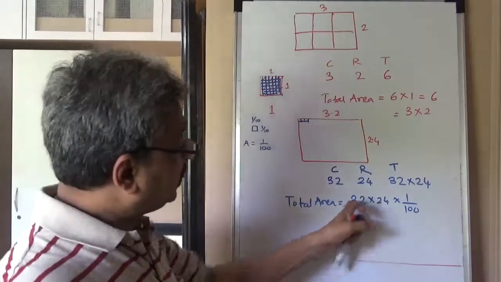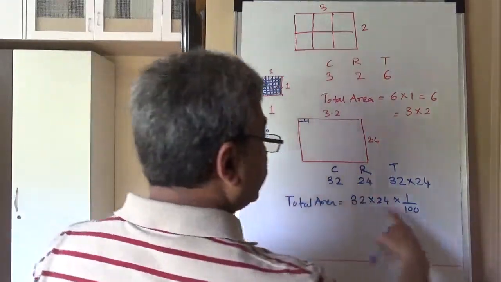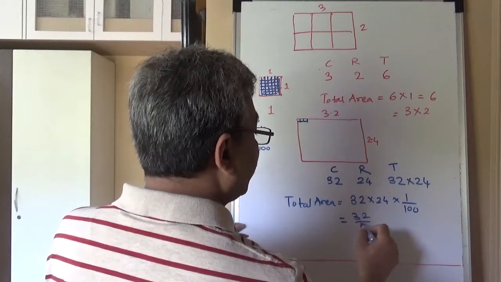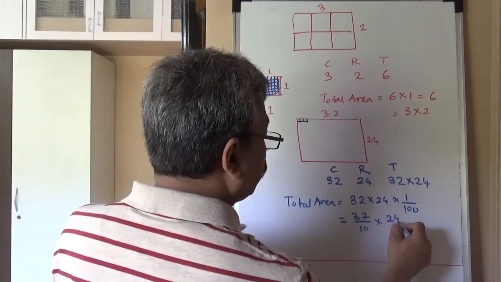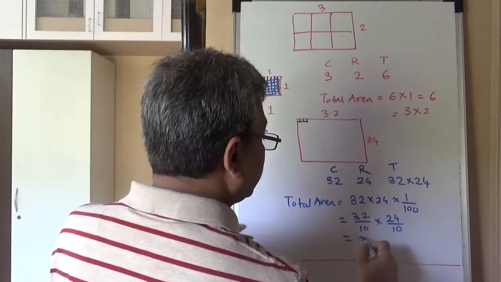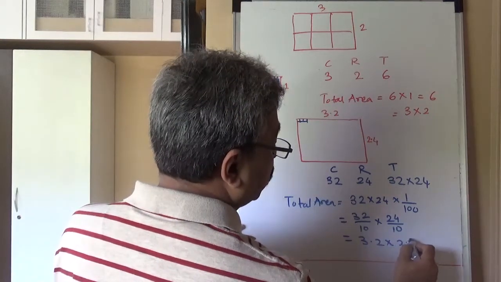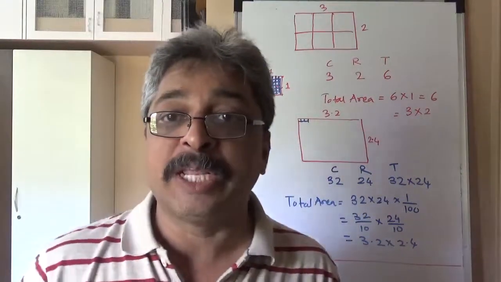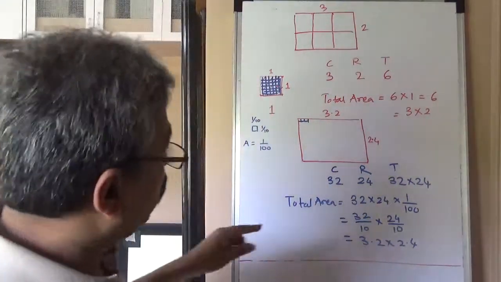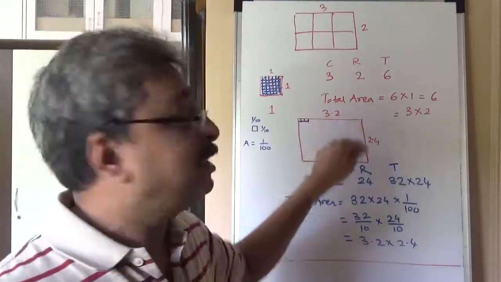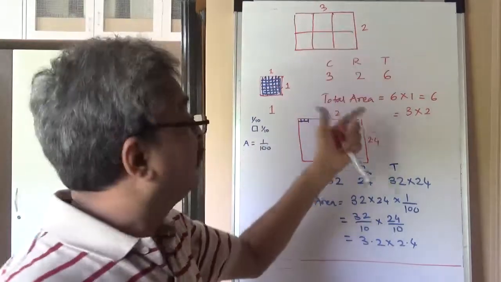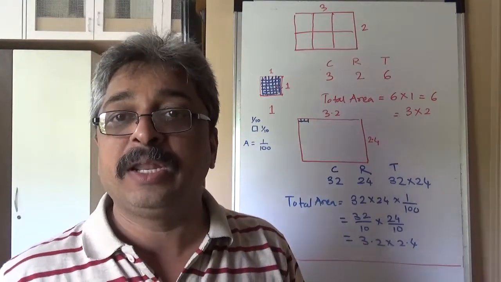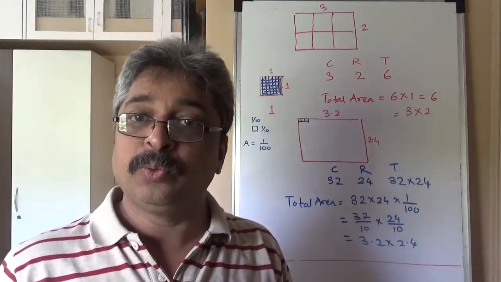But then this algebra tells us that you need not do it like that, and it is okay if you do it 32 by 10 into 24 by 10, which we say 3.2 into 2.4. And yes, therefore ultimately it becomes length into width, and hence for rational lengths, earlier these were integer lengths, now we have rational lengths. For rational lengths, the area of a rectangle would become length into width.